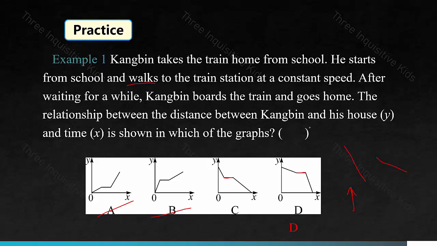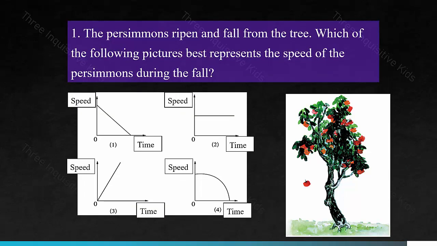So our answer would be D. The persimmons ripen and fall from the tree. Which of the following pictures best represents the speed of the persimmons during the fall?